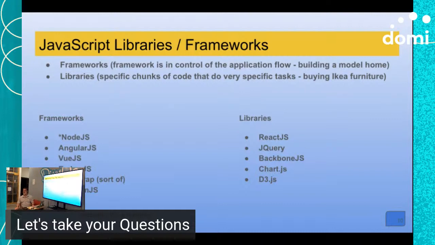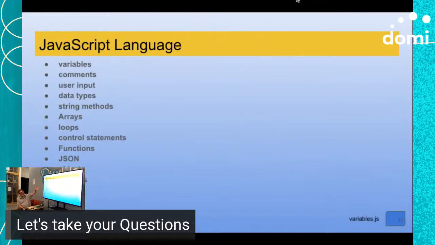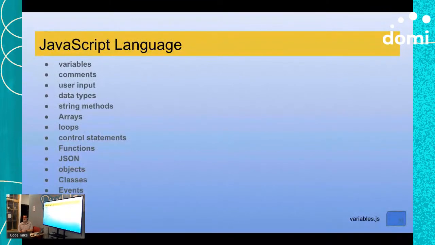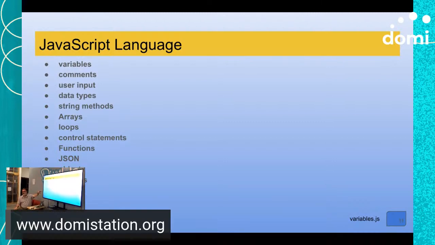So without further ado, let's take a look at some of the components of the JavaScript language. We'll take a look at variables and how to make comments and arrays and how to do control statements, some conditional logic. And no, this is not a typo. I didn't leave the A out. That's not Jason. Although I have a friend named Jason, although he doesn't spell it that way. And he doesn't spell it this way either. But this is JSON. That's JavaScript Object Notation.